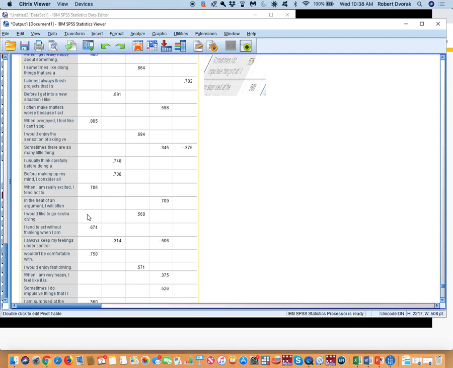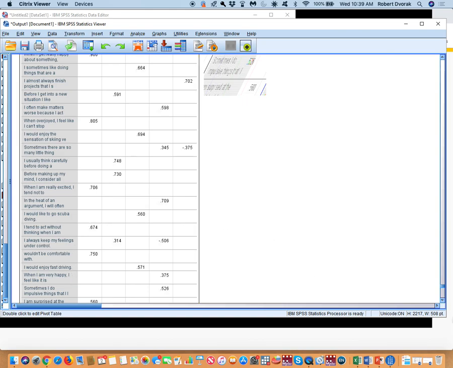I oftentimes see urgency lumped, or positive and negative lumped together as urgency. So is that impulsivity in either affective state? Remember when I said that these things wind up having some kind of higher order structures, and this is why we were often seeing 7 or 8 factors, because there are these higher order structures. And so I always lump positive and negative together because of the correlation between the two.